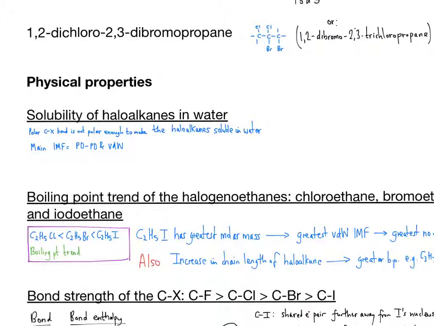Remember, the alternative to this is actually 1,2-dibromo 2,3-trichloropropane, where you can see that this is one position, two position, and then three position.